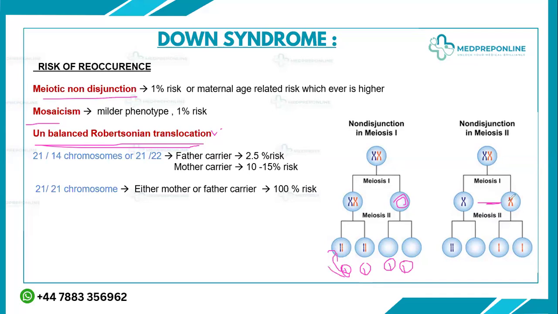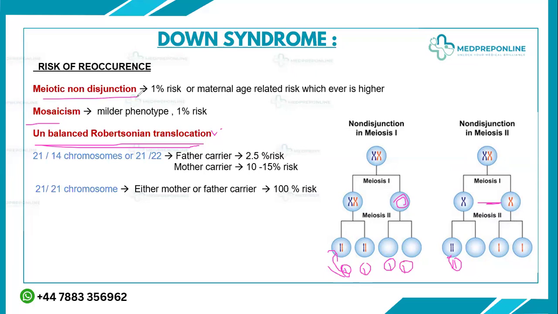Again, if the non-disjunction is taking place in meiosis 2, that means these 2 chromosomes are not separating. Suppose this one has separated into single chromosomes, but this hasn't, and there are 2 chromosomes in one, and when this is fertilized by a single one, there will be 3 copies again. So this is known as non-disjunction in meiosis. If there is non-disjunction in meiosis, it depends on the maternal age group, because there is a high risk when the mother's age is 40 and above to have a Down syndrome child. So the risk of recurrence is 1%, or it only depends on the maternal age related risk, whichever is higher.